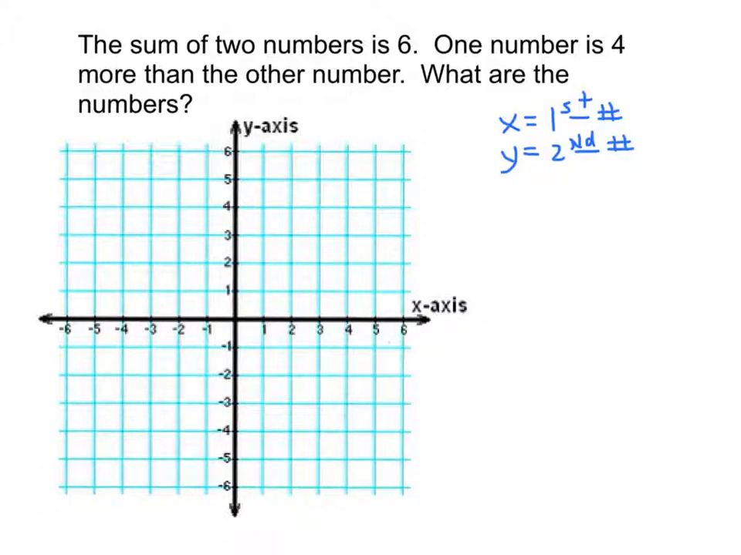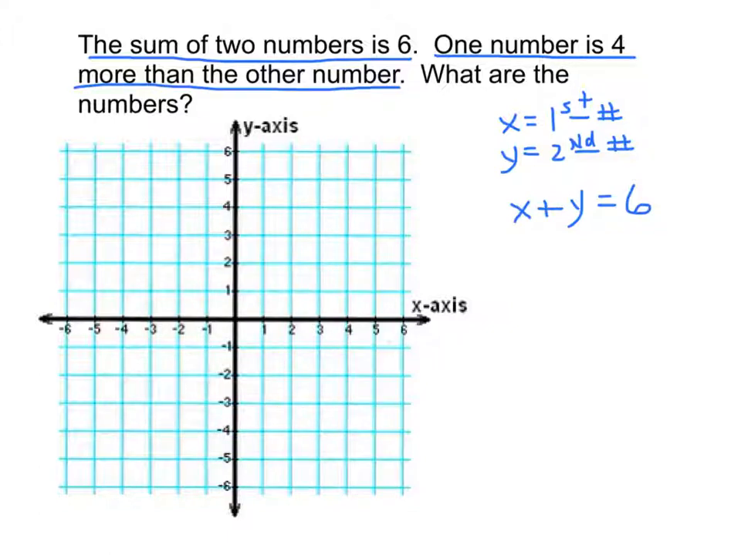Then, based on the information, I could come up with two different equations. It says that the sum of the two numbers is 6. So one of my equations would be x plus y is equal to 6. I also could come up with another equation. It says one number is 4 more than the other number. So if I want to say that y is my bigger number, it doesn't really matter, I would say that in order to get y, I would have to add 4 to x. So I get y is equal to x plus 4. And then I could certainly go through substitution or addition-subtraction in order to solve that.